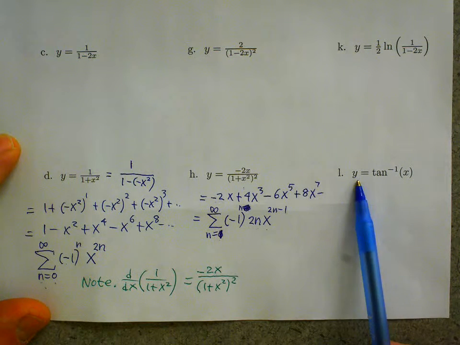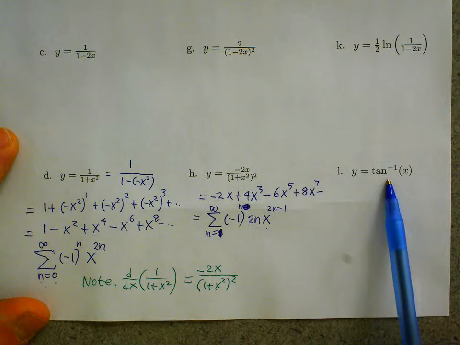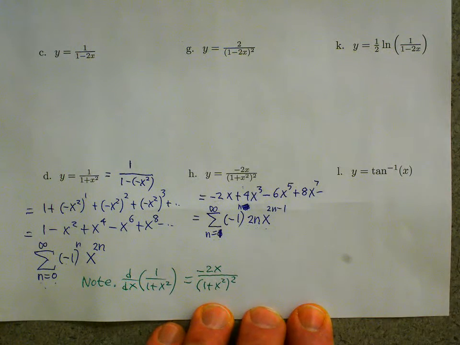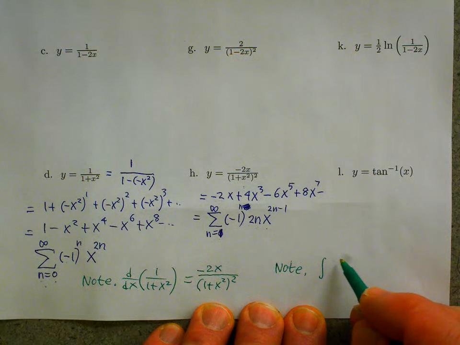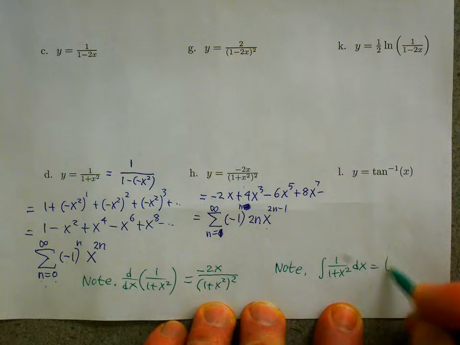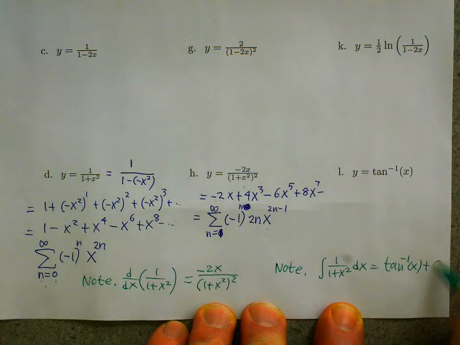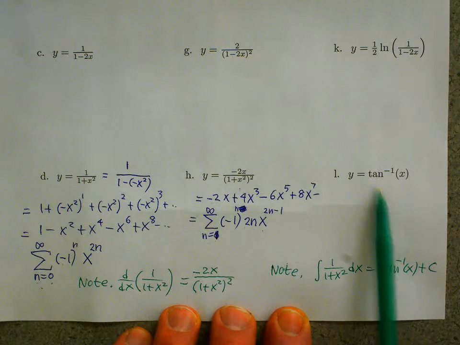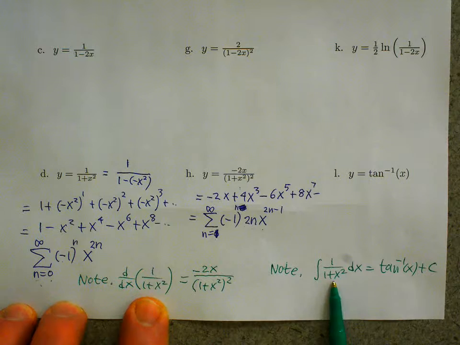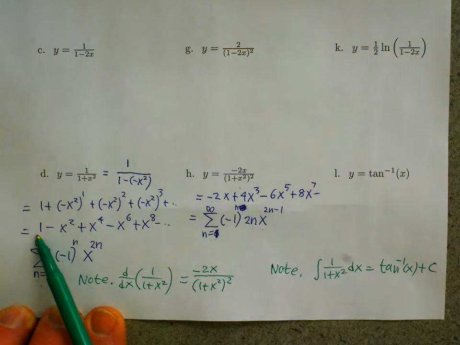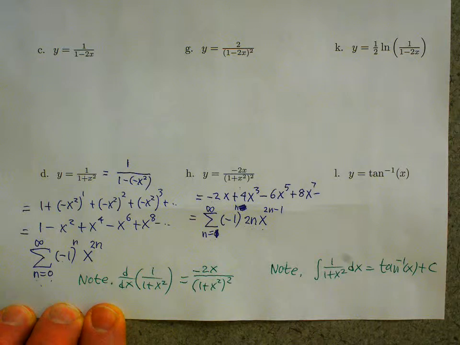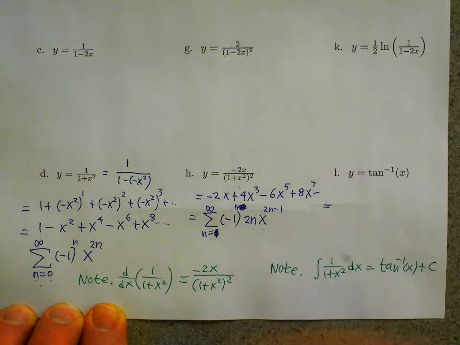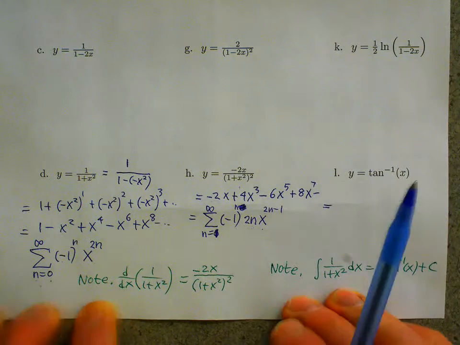Okay, then, so this function, inverse tangent of x, we remember from earlier this semester that an antiderivative for 1 over 1 plus x squared is the inverse tangent. So to find a power series for inverse tangent, we just find antiderivatives for the terms in the power series for 1 over 1 plus x squared. Okay, so antiderivatives for 1 minus x squared plus x to the fourth, and so on.